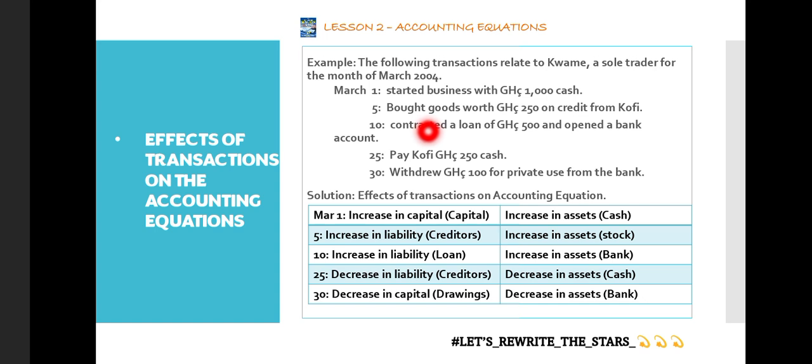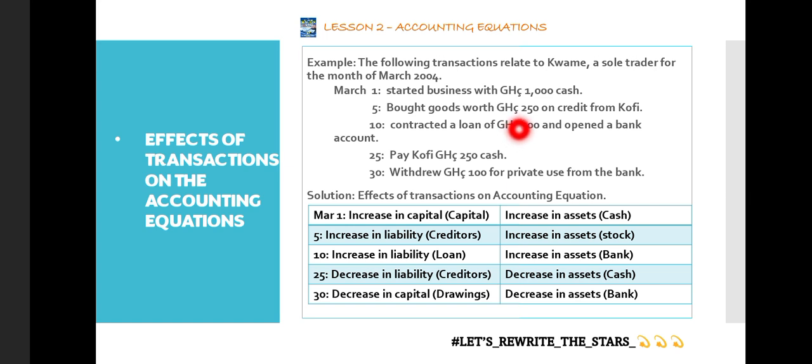They said we contracted a loan of 500 Ghana cedis and opened the bank account. So going for a loan from the bank, we were not owing any bank, and now we've gone. We were only owing Kofi, and now we've gone to borrow more money from the bank. So now our owing is going to move from 250 Ghana cedis to a different value, which is going to be 750 Ghana cedis. Why? Because we've gone for an additional 500 Ghana cedis from the bank.